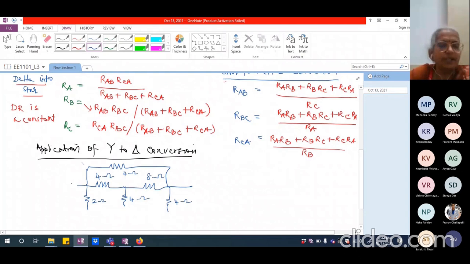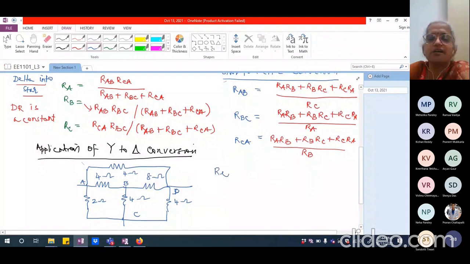So I'm calling these terminals A, B, C, and this is D. You are being asked to get the equivalent resistance between terminals A and C. What is R equivalent between terminals A and C? It's not very easy right away to say which resistances are in parallel and which are in series. It's not going to be easy for you to do that.